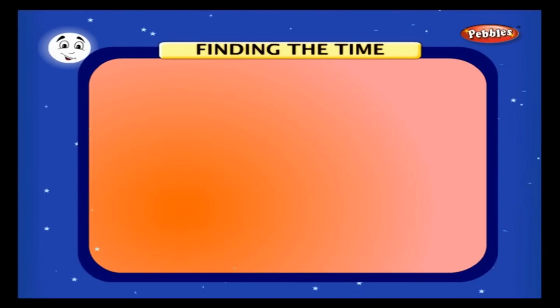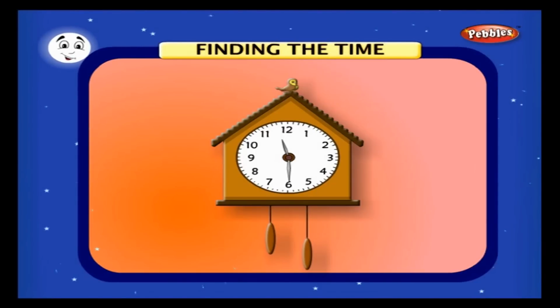Finding the time. In this clock, the minute hand is at 6. So, it has crossed 6 numbers of 5 divisions each. So, 5 into 6 is equal to 30 minutes. The hour hand is between 11 and 12. So, the time is 11:30.